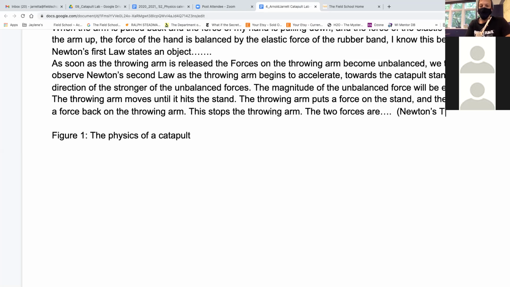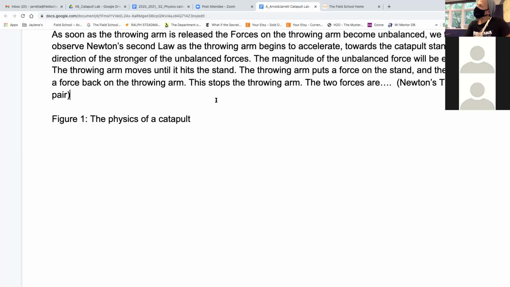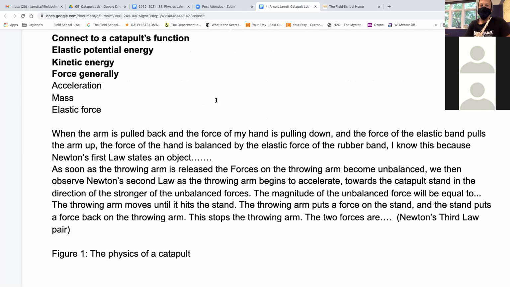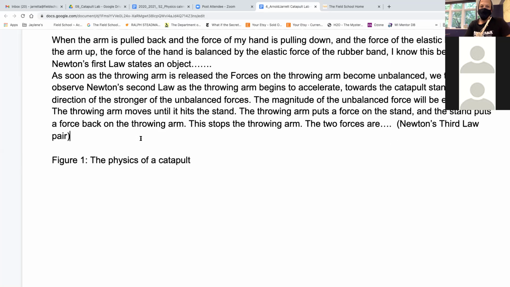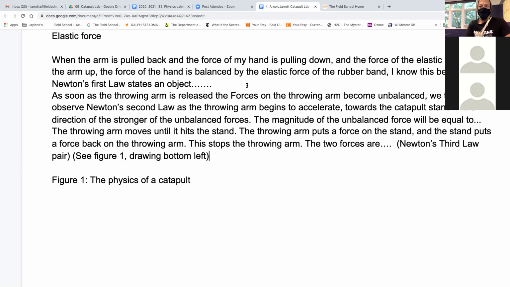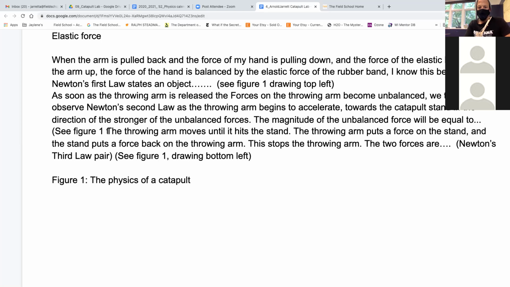So write that. I'll give you time. Something like that. Direction. Yeah. And what's great is for each of these things, for this one, I could say see figure 1, drawing on the bottom left. For this one here, I could say see figure 1, drawing top left. And here I could say see figure 1, top right.